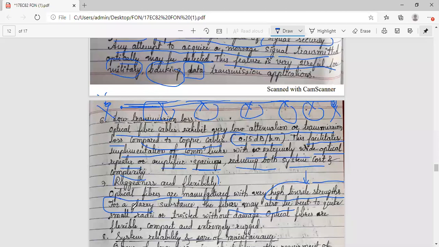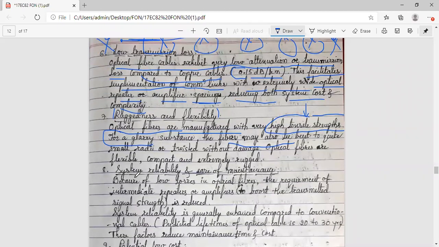The path may be curved, left, right, anything. So under such circumstances, the optical fiber cable has to be bent or twisted. Many times this happens. So optical fibers are more flexible, and they are compact and extremely rugged.